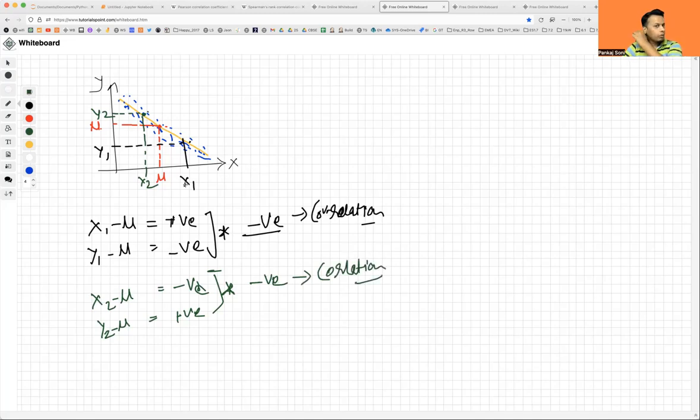That's how, with the help of the formula, if you are mapping those values, you are going to get exact positive and negative correlation.